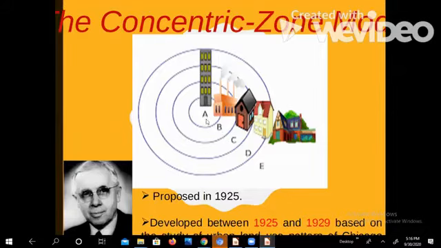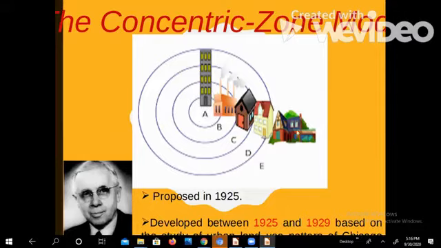The various locations are defined in the form of various rings, which are surrounding this core area. This is the center point, the core area. So these rings are around this core area. The city grows around the core area. The city is growing outward around the core area A.